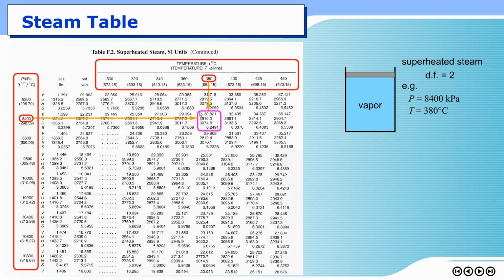The group of the data here would be your system. The way to read the data corresponds to the list of variables over here. The first one is volume, then internal energy, enthalpy, and entropy. If we are interested in enthalpy, right now we can read the number here, 3074.8 kilojoule per kilogram, as the enthalpy of this superheated steam.